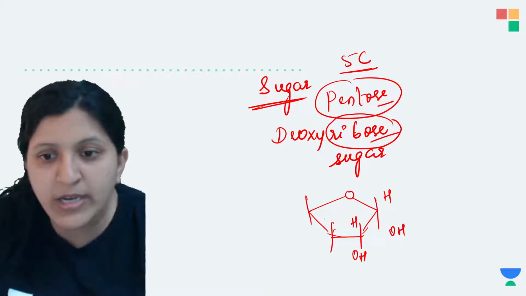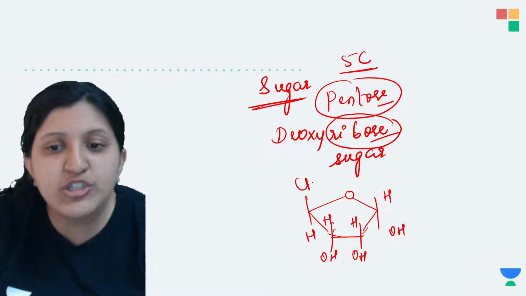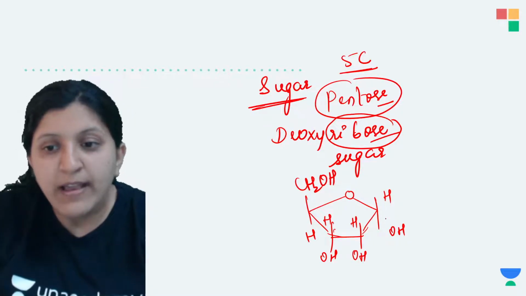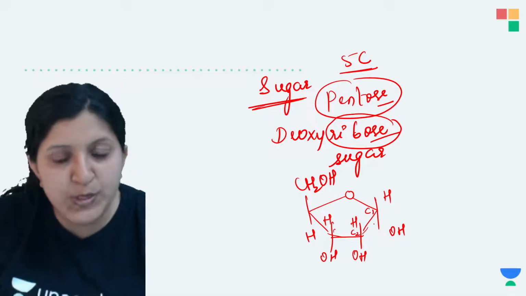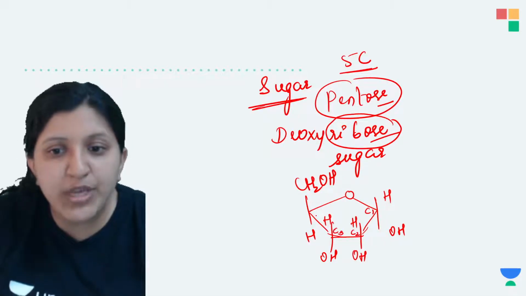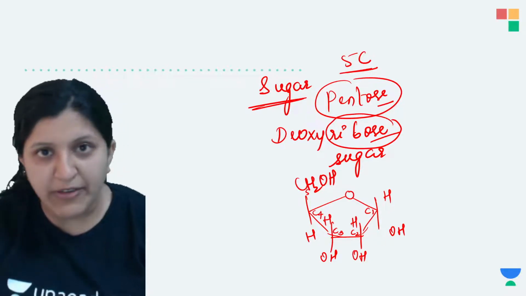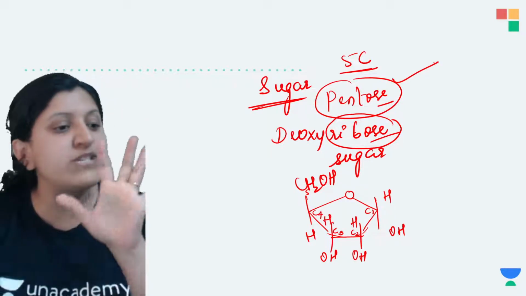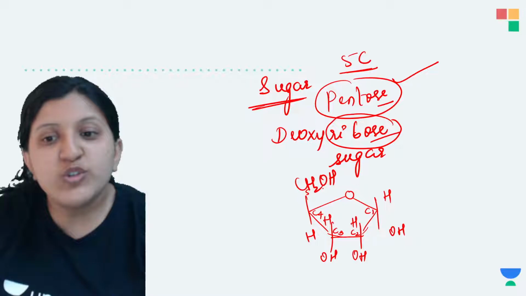I'll explain this part. So then HOH, and here HCH2OH. So this is the sugar, this is ribose sugar now. This is carbon 1 position, this is carbon 2 position, this is carbon 3 position, this is carbon 4, and this is carbon 5. That is why we call it a pentose. Pentose is 5. So 5 carbons are there, so it is a 5 carbon structure.